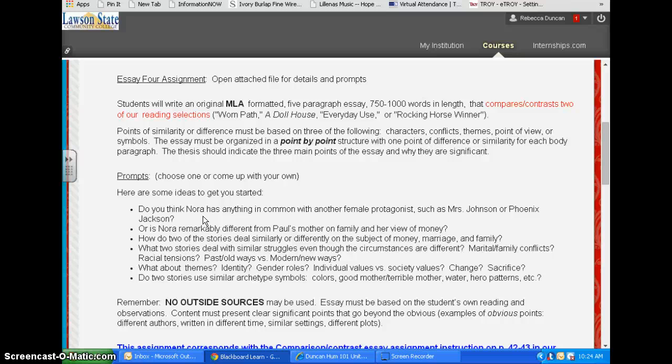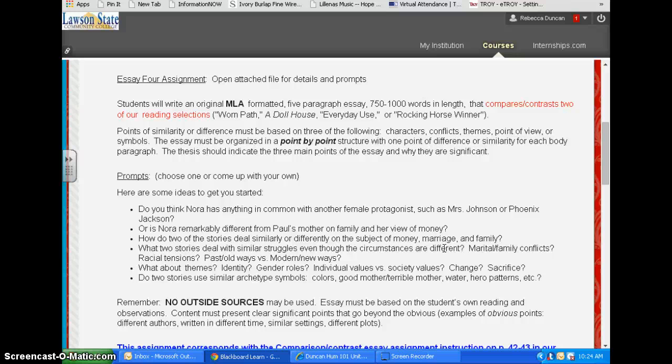Here's another one. Or is Nora remarkably different from Paul's mother? This is Rocking Horse Winter, on family and her view of money. So focused on how they view it, you would think, I wonder about that, Hester versus Nora. They're not the same. They made different choices, but they both really made some choices about what the importance of money was and the importance of family, right? And so you would find 3 specific differences, how they viewed family, how they viewed money, and you'd have to come up with a third way on that, to get a 3-point outline.